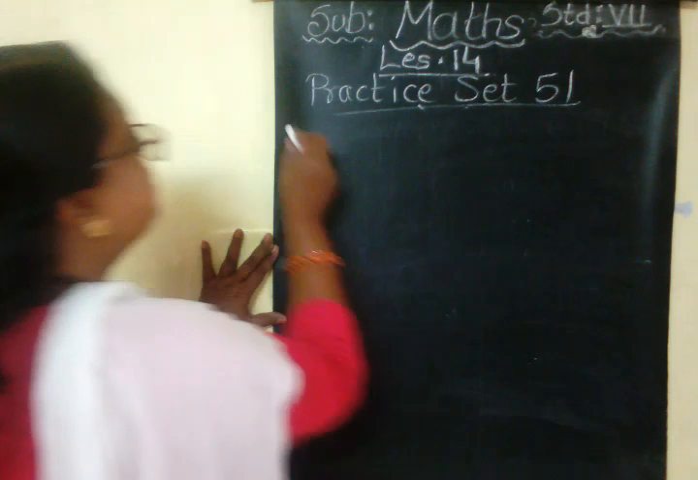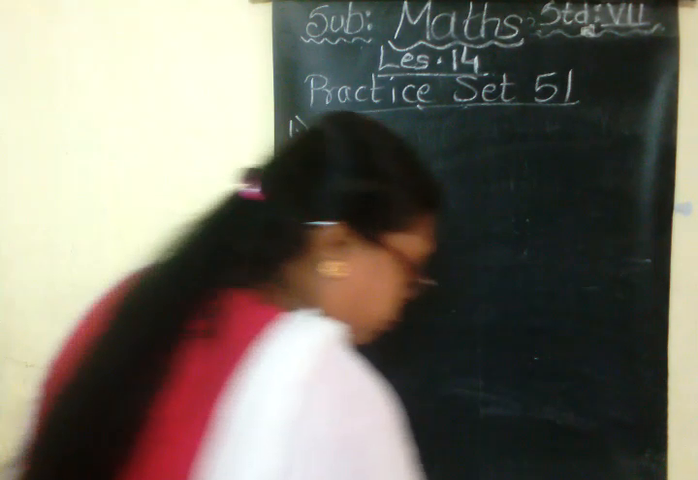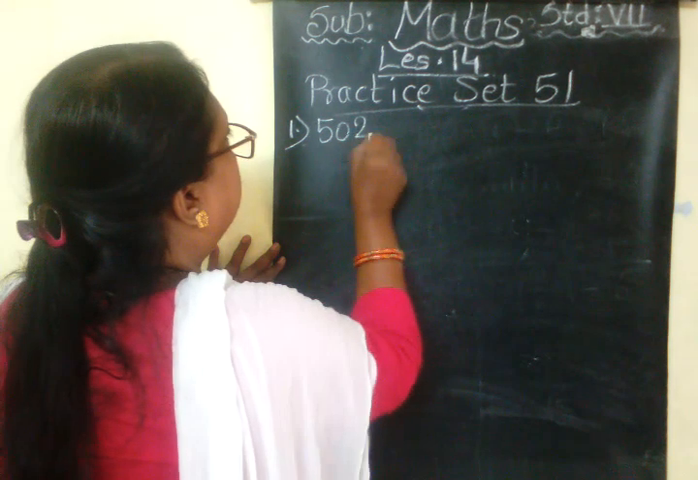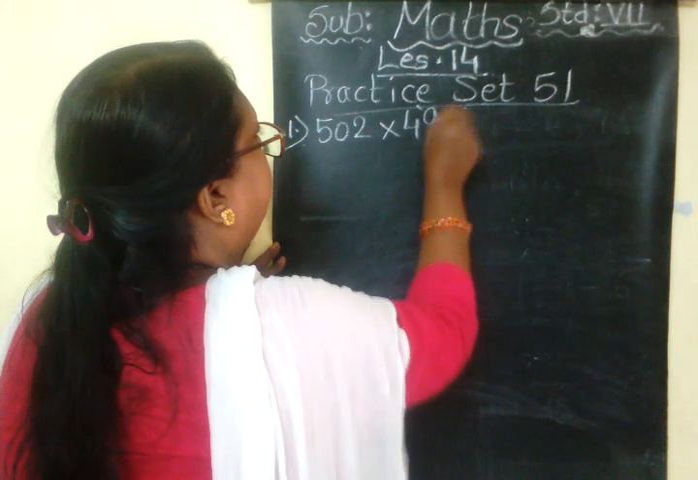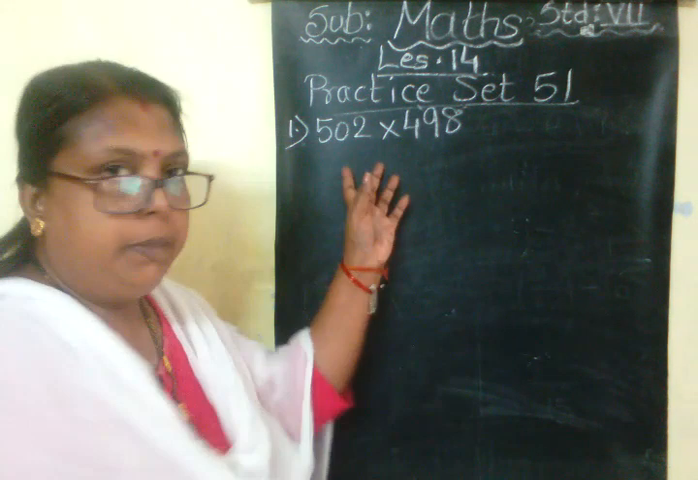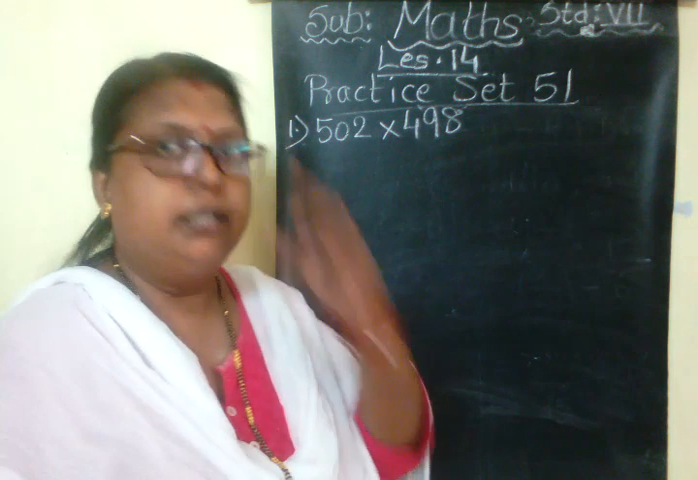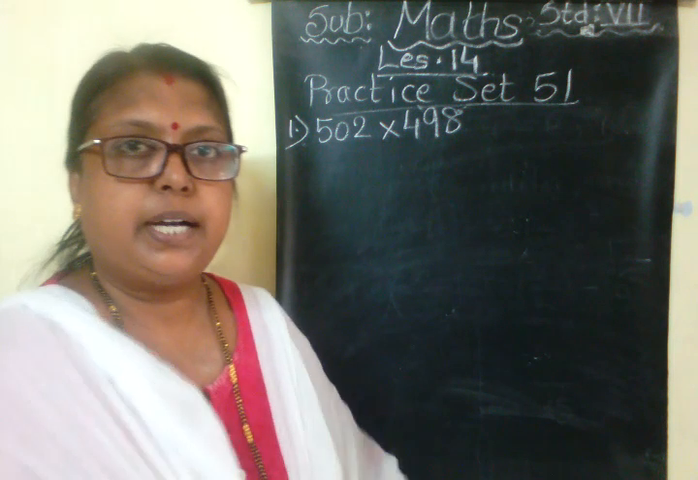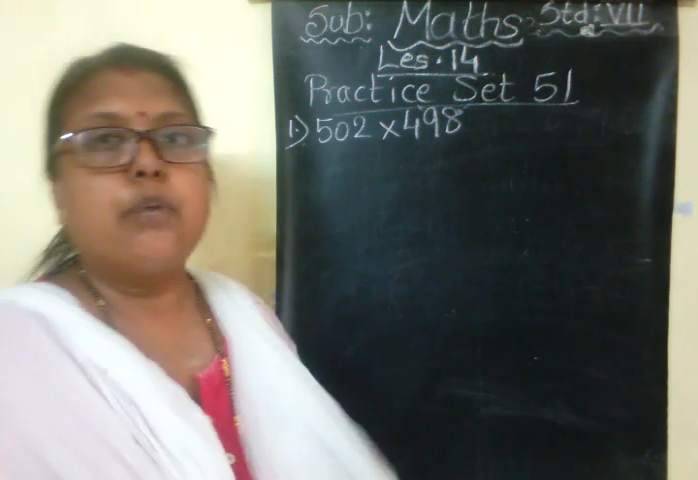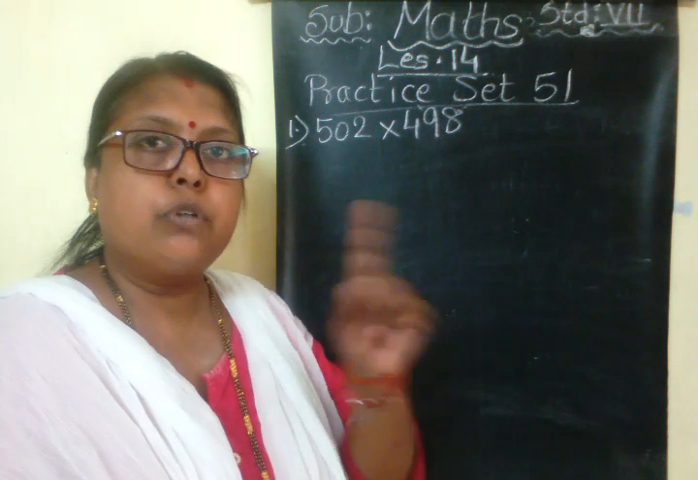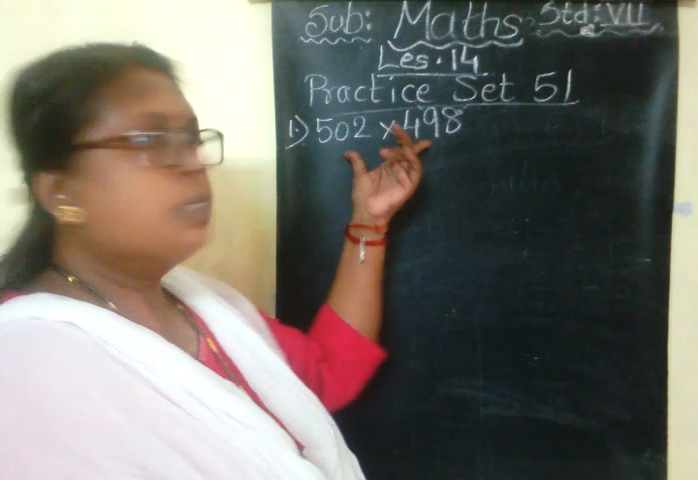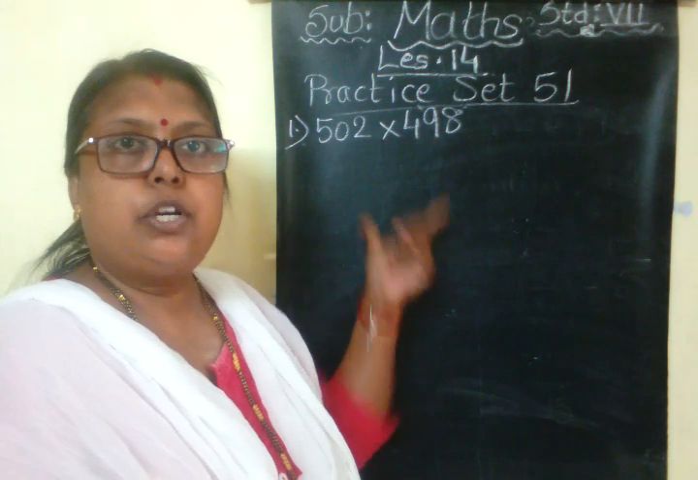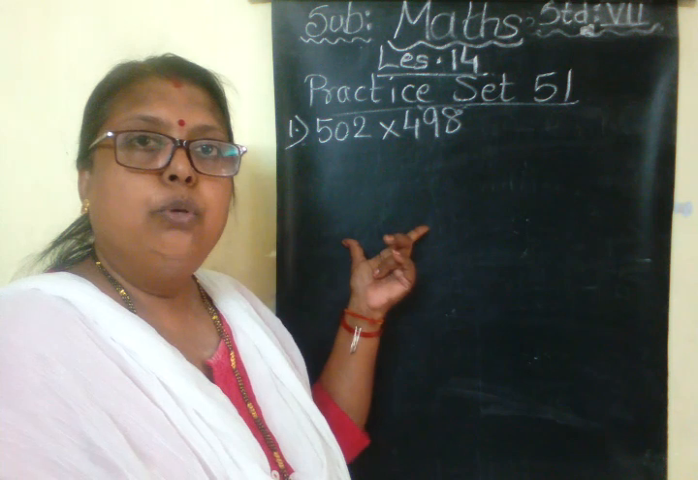First question is find the value of 502 multiplied by 498. Now this is a simple multiplication for second and third standard students, right? But you are given this sum to solve in your 7th standard. Here you have to use the formula and then only solve the sum. Now these two numbers you have to convert into two binomials.